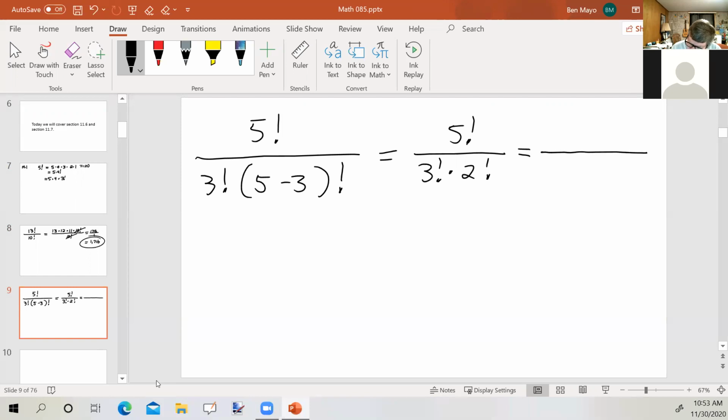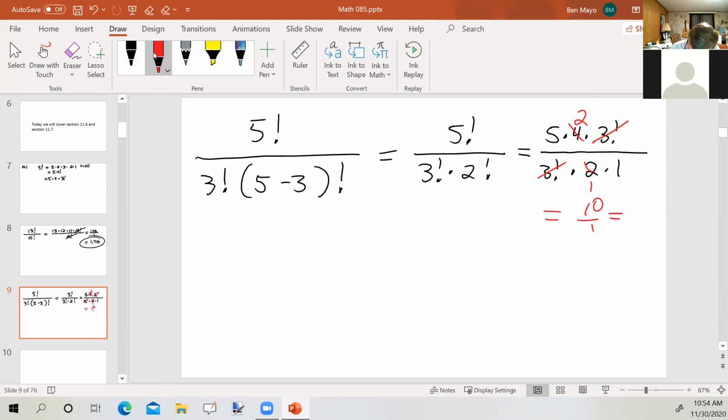Well, what I could do up top, I could take 5 factorial and write it as 5 times 4 times 3 factorial. And then leave the 3 factorial in the bottom as it is. And then 2 factorial would be 2 times 1. Now, why did I do this? Because now I can cross out the 3 factorial on the top and the bottom. I can reduce the 4 over 2 to 2 over 1. And I've got 10 over 1, or just 10 is my final answer. Any questions on that one?